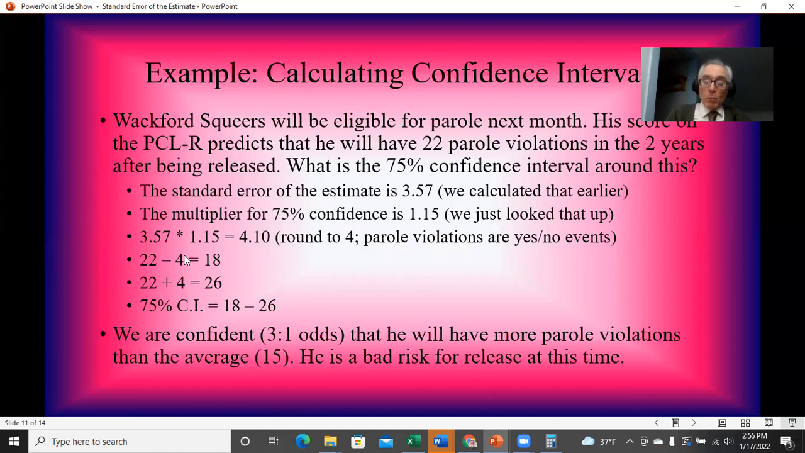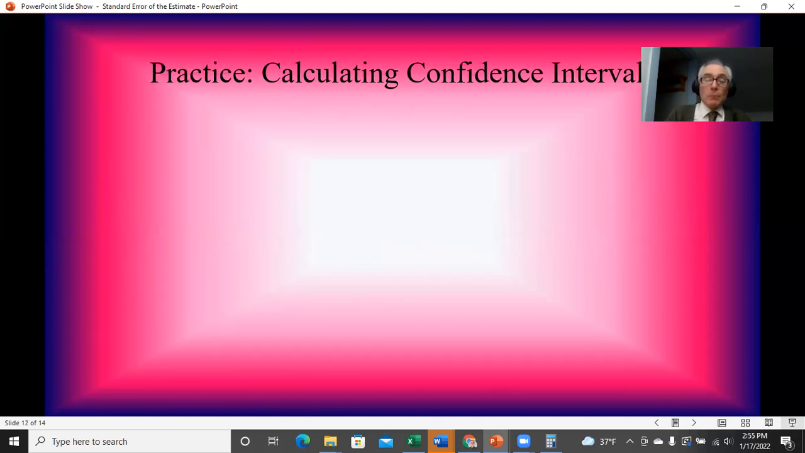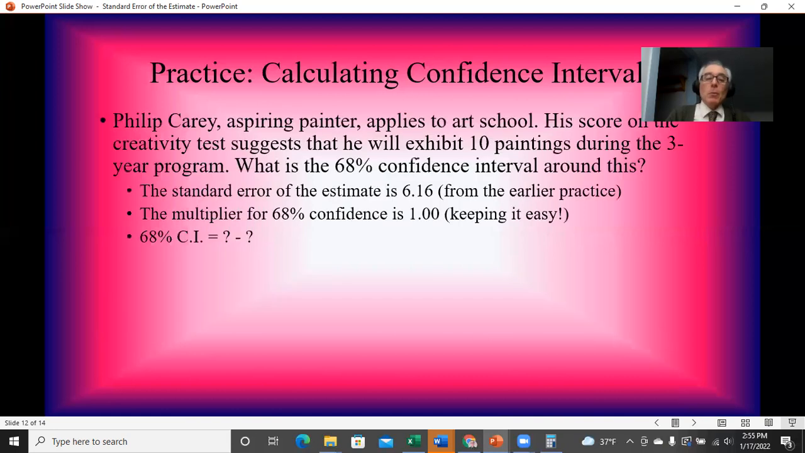So we are confident at 3-to-1 odds that he's going to have more parole violations than the average person being released, which was 15. Depending on where we decide to set the threshold, and as the prison psychologist that's up to you really, in consultation with other authorities, we would probably say that Wackford Squeers is a bad risk for release at this time. We'll do one more together for practice.